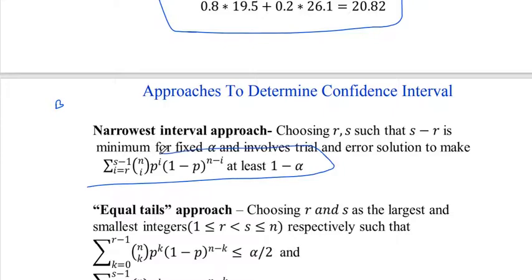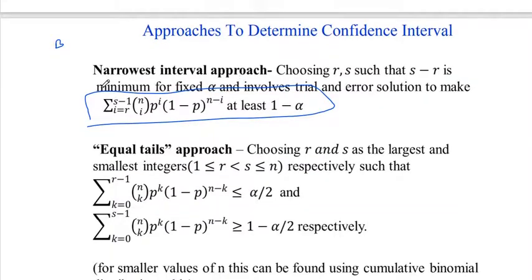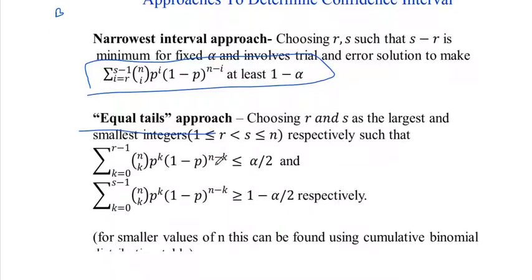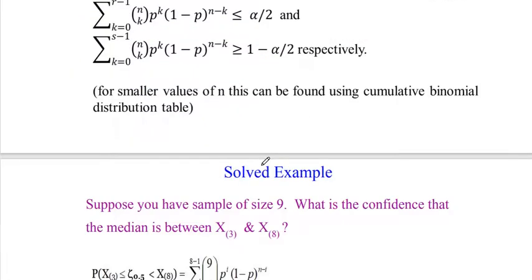This is the form of the confidence interval: summation i equal to r to s minus 1 of n choose i, p power i, 1 minus p, that is q, power n minus i, at least 1 minus alpha. This is the narrowest interval approach; this is the equal tail approach. Here the limits are 0 to r minus 1, and k equal to 0 to s minus 1. When you see the examples, you can easily understand.